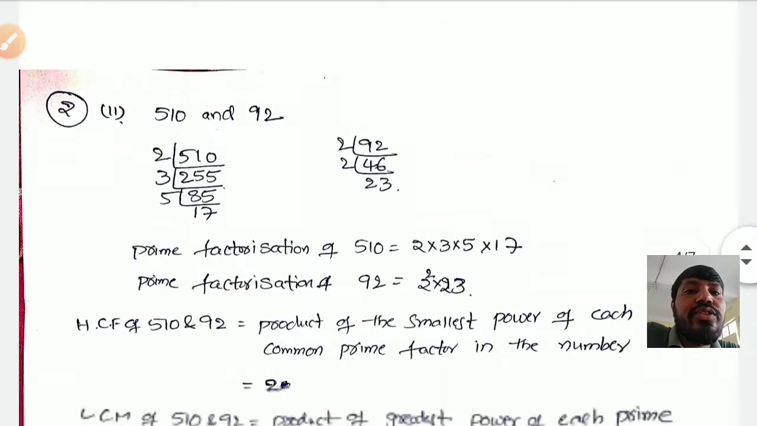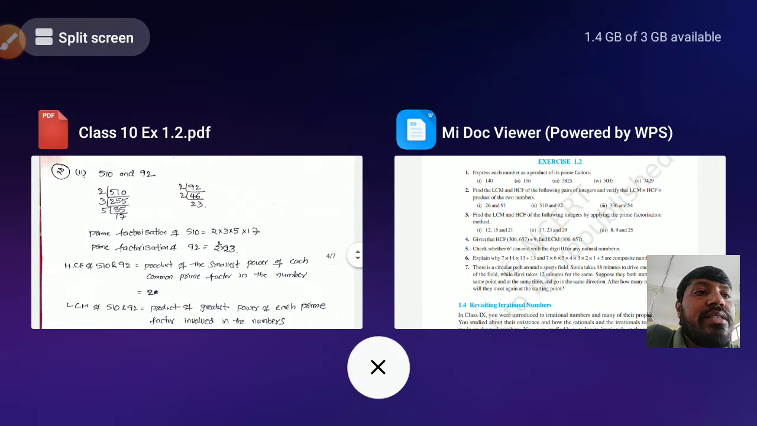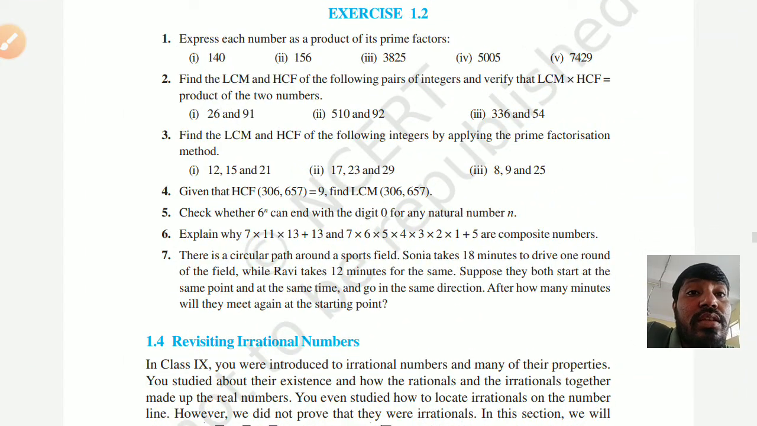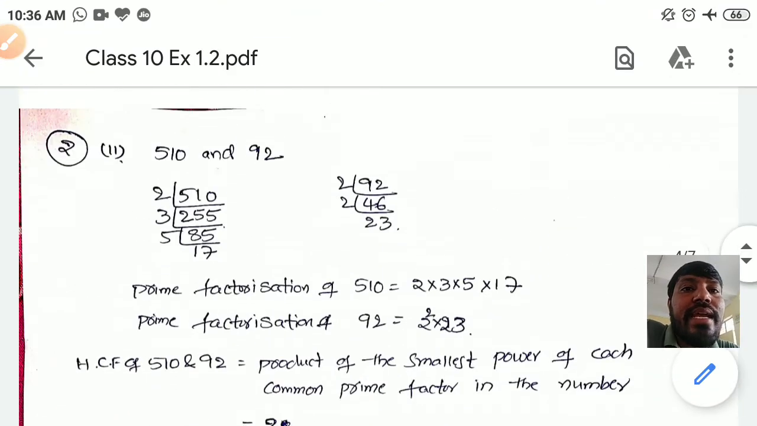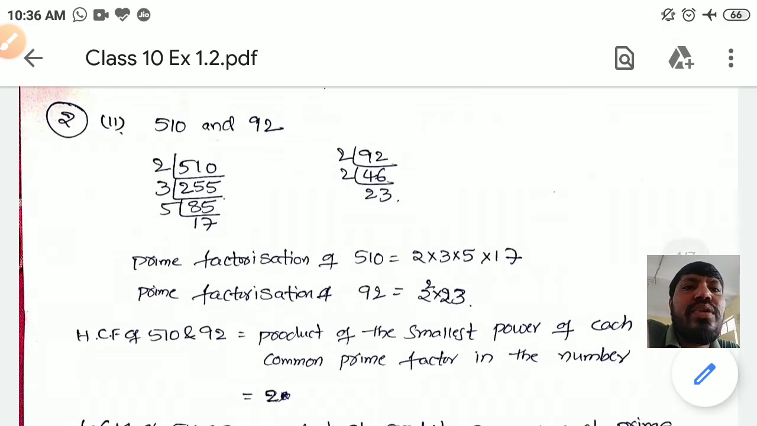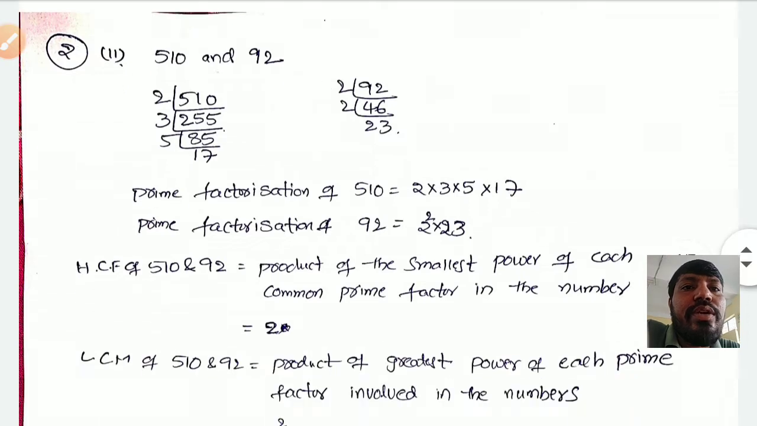The next, second question: please concentrate on the book also and read the question very clearly, otherwise you cannot understand it, so don't go directly for the solutions. The question is: find the LCM and HCF of the following pair of integers and verify that LCM into HCF is equal to the product of the two numbers. I have chosen this as the second question. The first question has very simple, small numbers, you can do it.